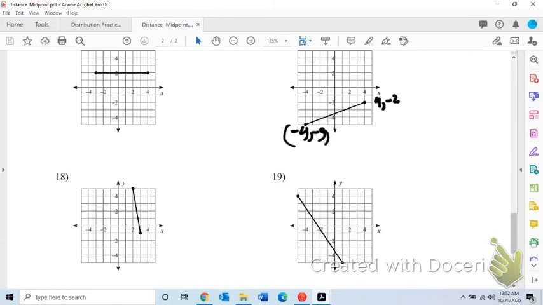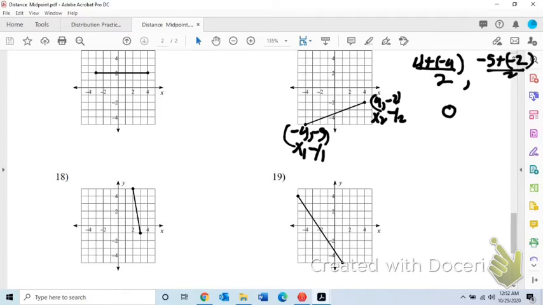Next one, we want to identify the points. So this is negative 4 and negative 5, and 4 and negative 2. x1, y1, x2, y2. Again, I like to label them left to right. And then we go ahead and plug them in. 4 plus negative 4 over 2, and negative 5 plus negative 2 over 2.